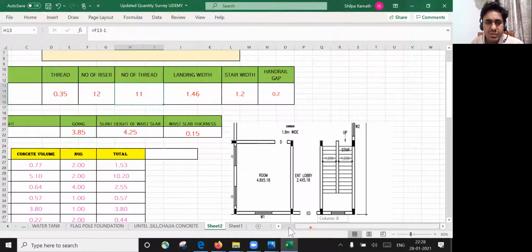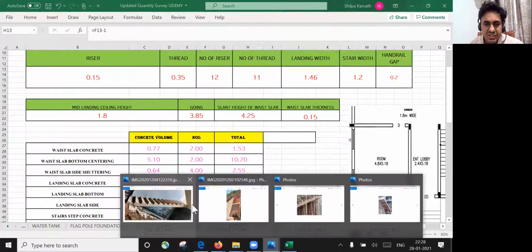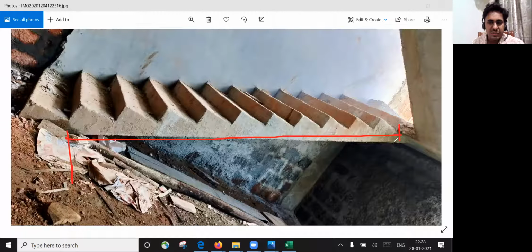Once you input that, the first thing that we need to calculate is the waist slab. We'll go back to the drawing again and try to understand that here. We have to find this height. It's a slant height, the waist slab height. To find this height, what I need is very simple. Whatever is this height from here and whatever is the width from here.